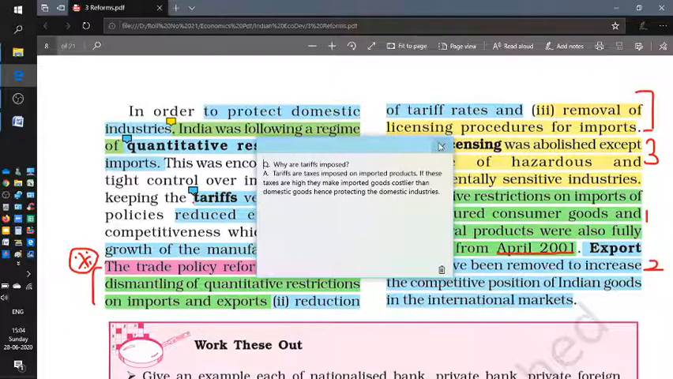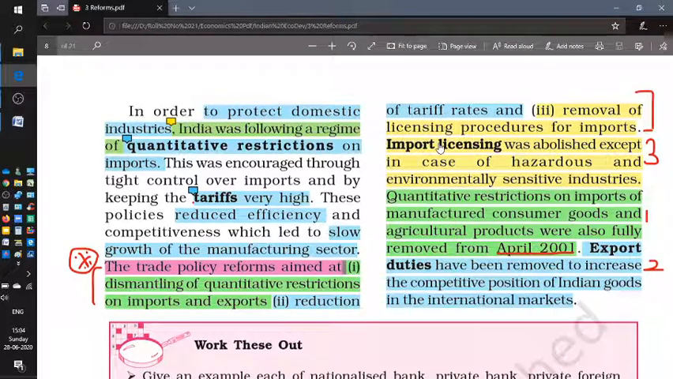But too long an imposition of tariffs, like we've learned, is in fact detrimental, because it does not bring in competition. When you don't have competition, you're not efficient. So that's why the government realized this. Too much restriction, like quantitative restrictions on goods that we bring in, and high tariffs that importers have to pay, all these reduce efficiency and slow the growth of manufacturing.